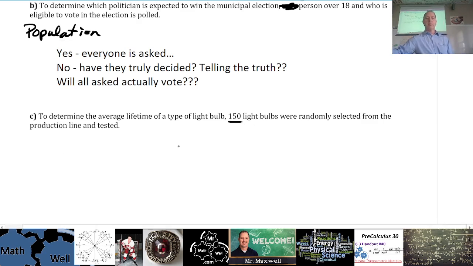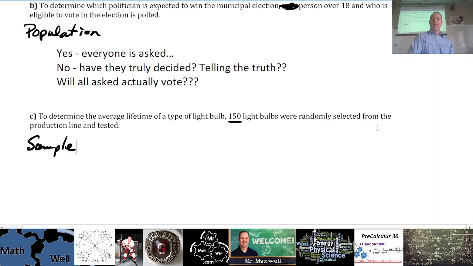I don't think the company probably makes only 150 light bulbs, and if they tested every single light bulb they made before they sold it, they wouldn't have any to sell. Yeah, because sometimes it's a destructive sample, so it doesn't work and they can't sell it. So what do you think? Sample or population? Probably a sample, right? A light bulb company is definitely going to make more than 150 light bulbs.